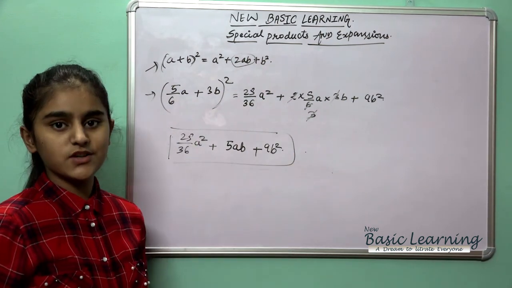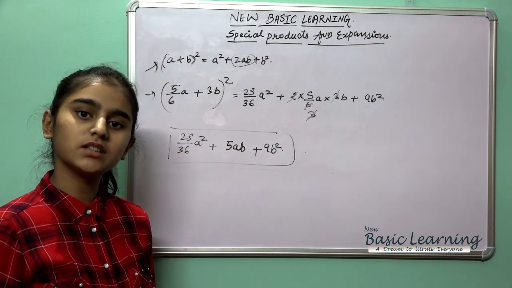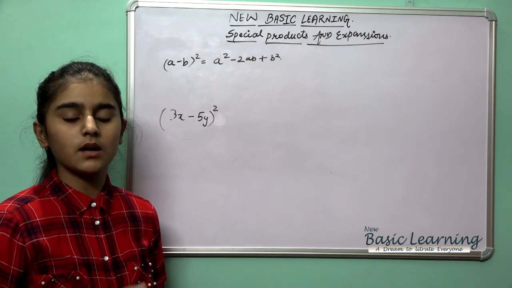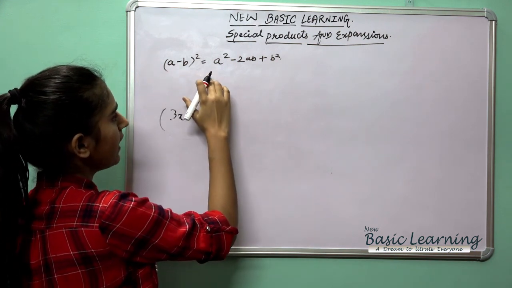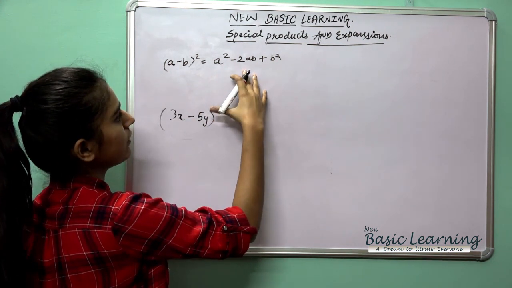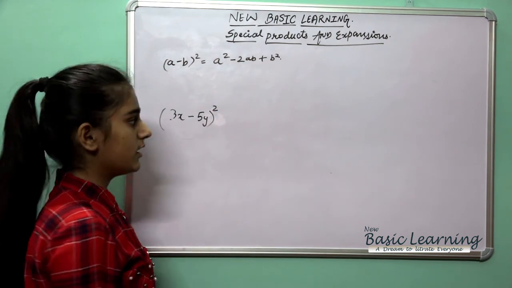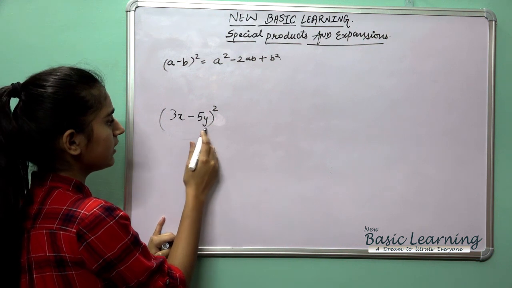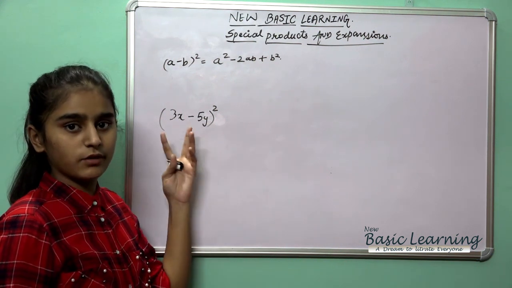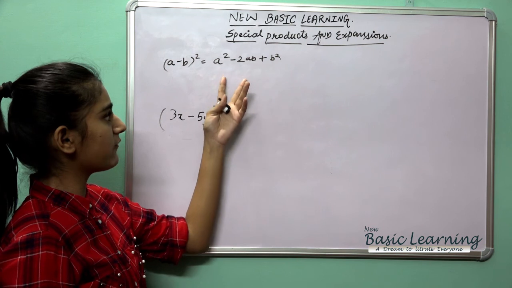I hope this question is clear to you. Now I will take another formula. Now the second formula says (a minus b) whole square equals a square minus 2ab plus b square. And the question given is (3x minus 5y) whole square. So you will be applying the same formula here.